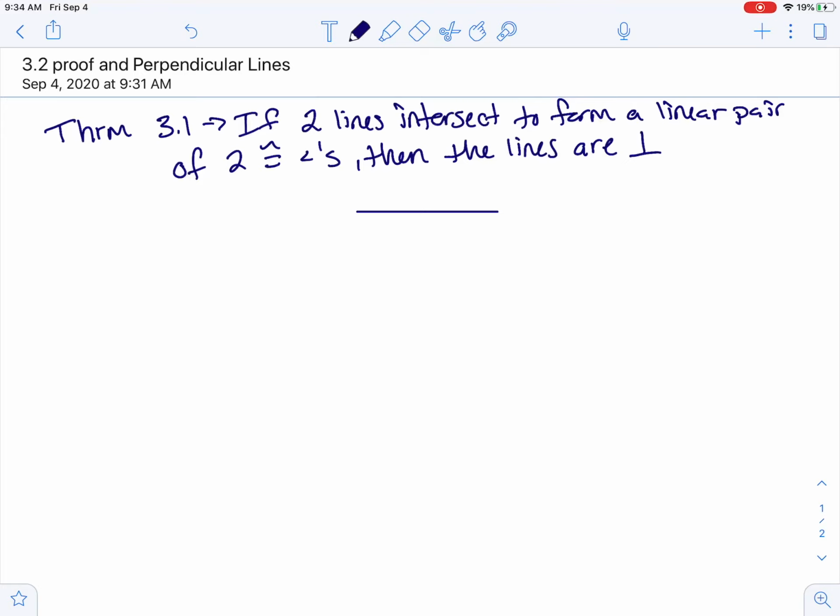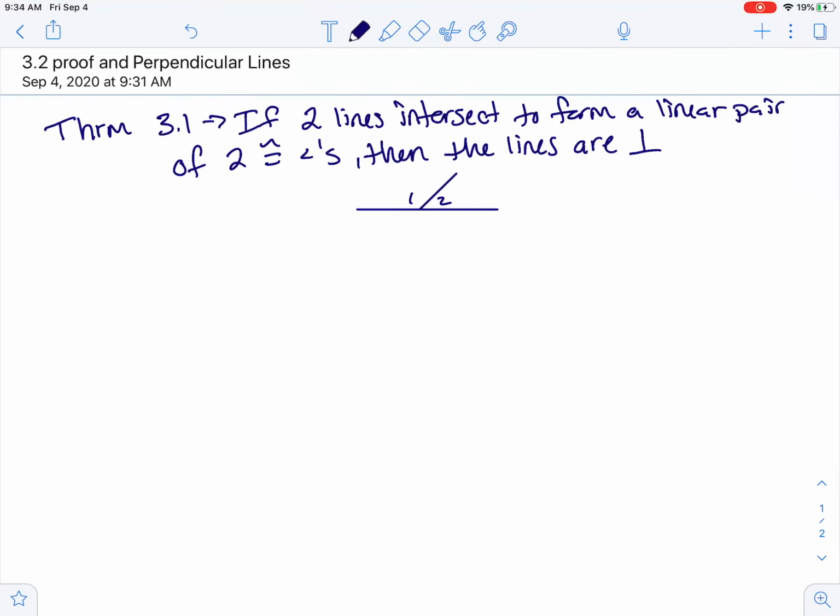That means if we have a linear pair, what is a linear pair? That would be on a straight line, two angles on a straight line. So here's angle 1, here's angle 2. Okay, if this line right here that I drew diagonal intersects to make two congruent angles, that would mean that these two lines would have to be perpendicular. Why? Because a straight line is equal to 180. So if angle 1 and angle 2 are equal to each other, they would each have to be 90, making the two lines perpendicular. Okay, next theorem.